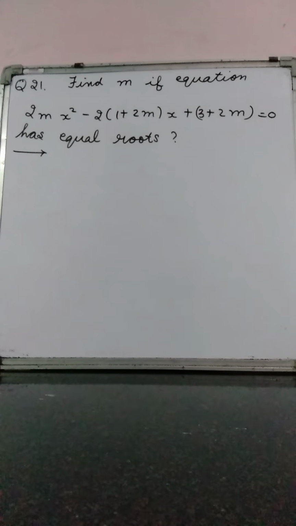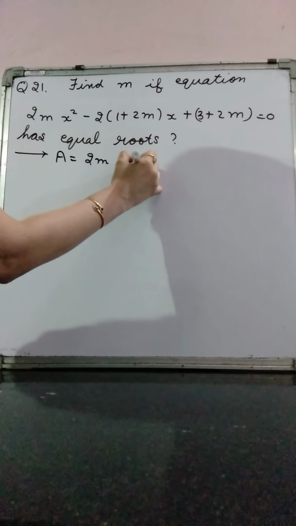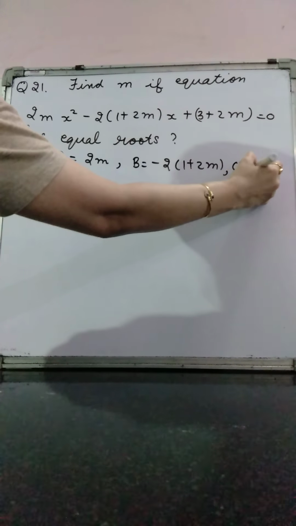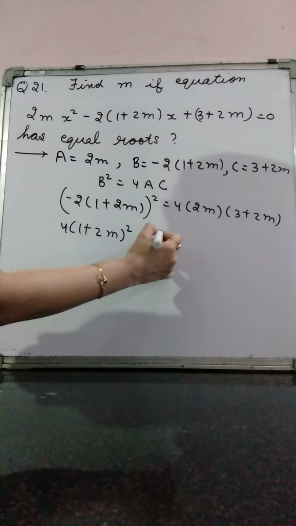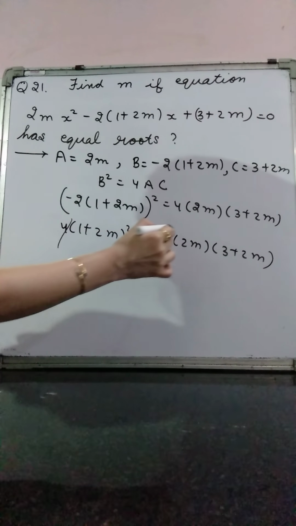Now next question is find m if this equation has equal roots. Compare and write values. The value of a is 2m. The value of b is minus 2 into (1 plus 2m). And the constant is 3 plus 2m. For equal roots, apply the condition b square is equal to 4ac. Now substitute the values. Minus 2 square is 4. 4, 2m and 3 plus 2m. Cancel 4 on both sides.